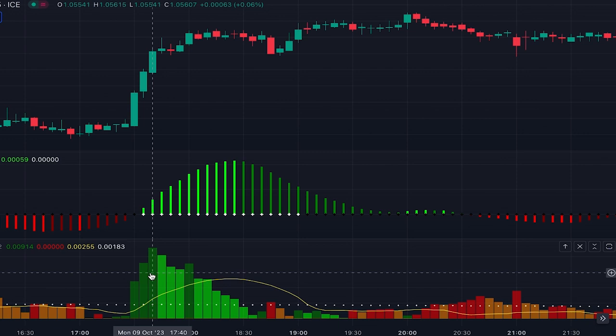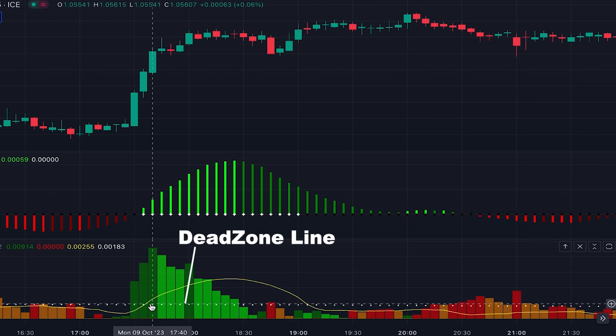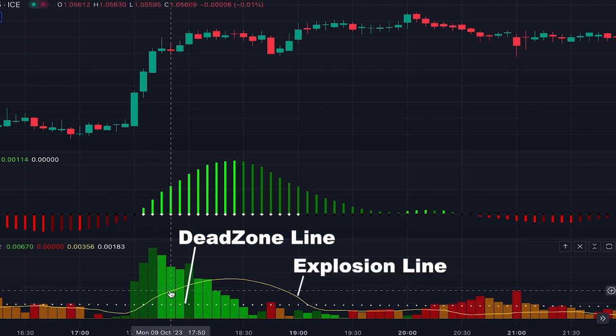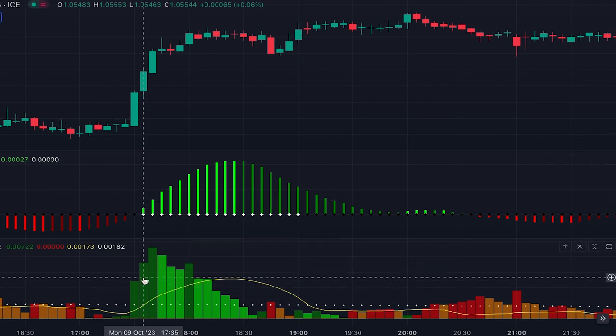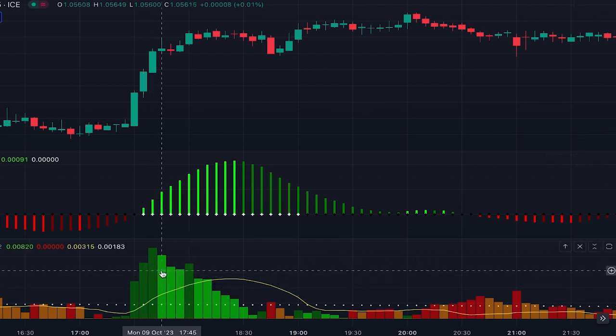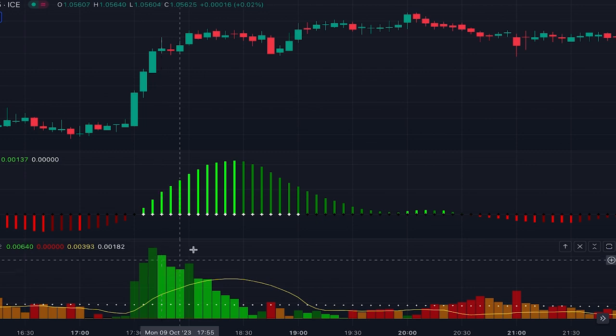The histogram gives us information on momentum in a similar way to this histogram, and this yellow and white lines give us information about volatility. The white dotted line is the dead zone line and the yellow line is the explosion line. When we have the histogram above both the dead zone line and the explosion line, it can show a strong advancing or declining of the price in the market, and the direction can be found by the help of the histogram color. This indicator provides similar information like this.